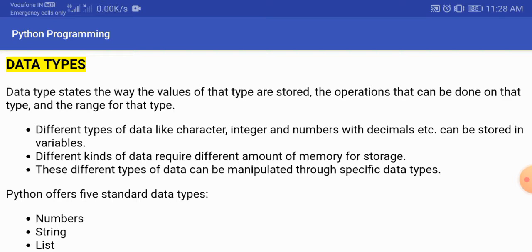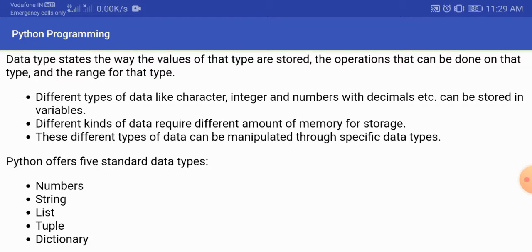These different types of data can be manipulated through specific data types. If a particular variable is using float, the decimal point values, they can be used by using the data type as float. If a particular variable is using values in the form of alphabets or characters, they can be used by giving a data type as string. In a similar fashion, the different types of data are used in different categories of data types. Now Python offers 5 standard data types.